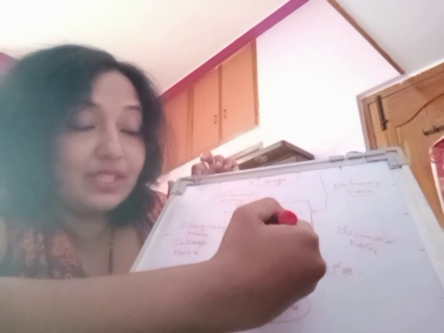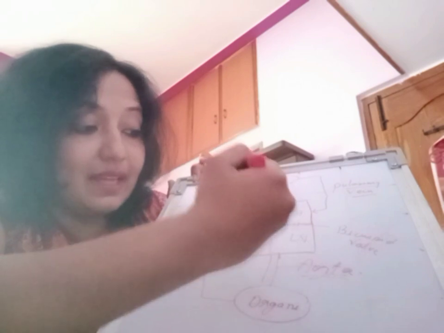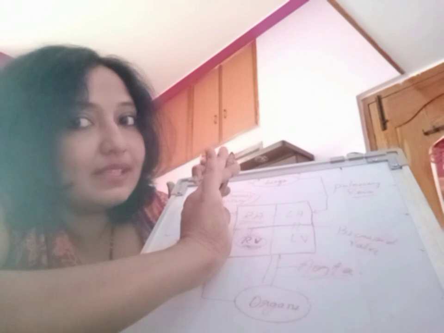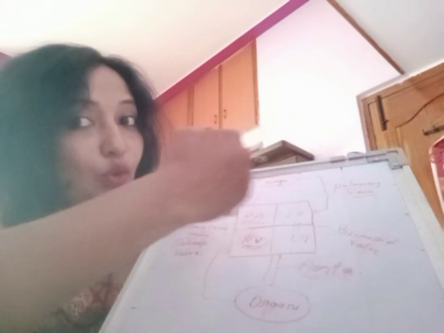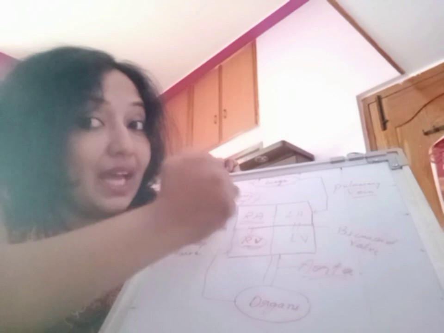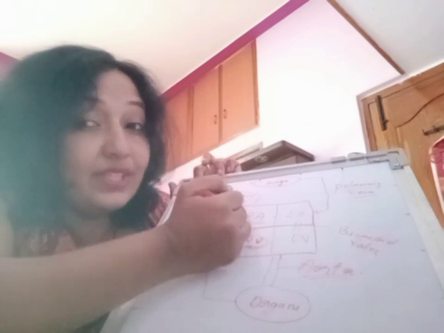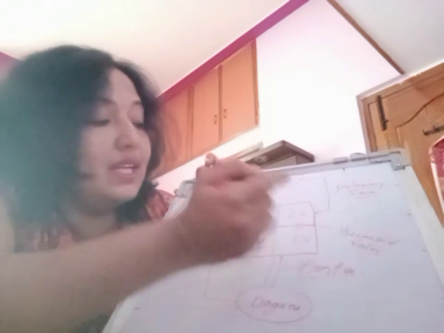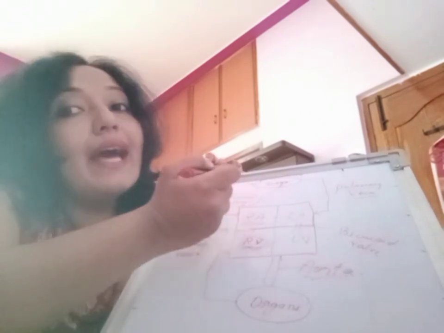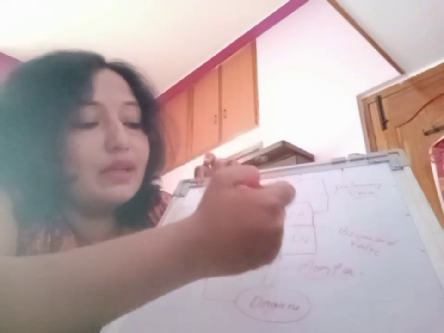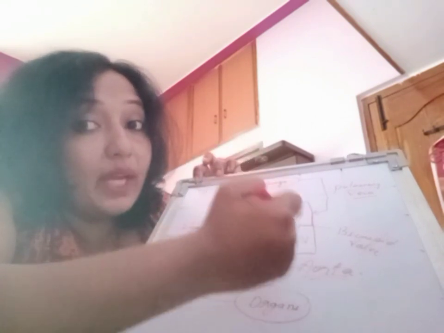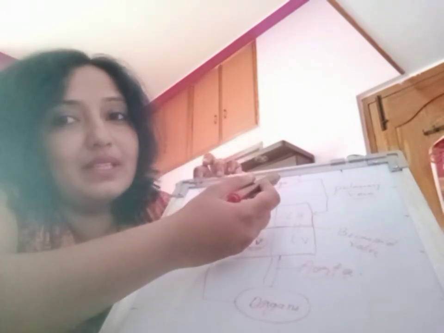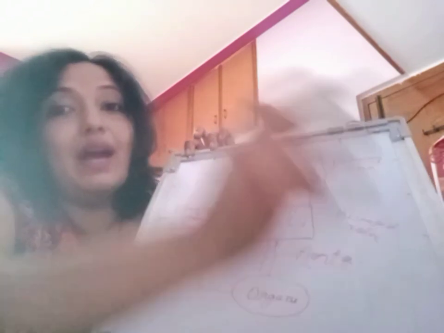Means the blood which is rich in carbon dioxide. Usually arteries carry oxygenated blood, but only the pulmonary artery carries the oxygen deficient blood, that is the blood which is rich in carbon dioxide. The pulmonary artery carries the deoxygenated blood from the right ventricle to the lungs for oxygenation purpose. So this is how the cycle completes.